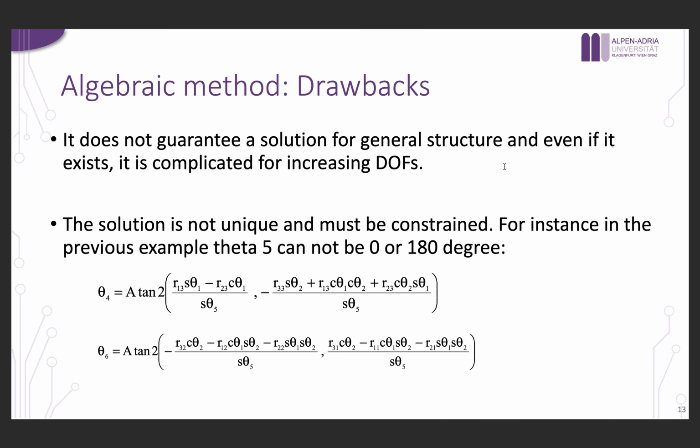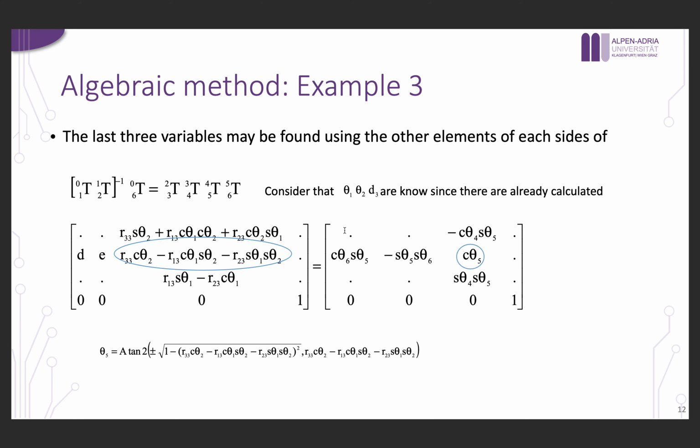It does not guarantee a solution for a general structure, and even if it exists, it's complicated for increasing degrees of freedom. So it's basically the drawbacks of the algebraic method. What is happening is that we can continue doing the multiplication, looking for a solution for theta 4 and theta 6. Okay, now if I look here directly, if you're with me, we can use these two terms to solve for theta 4, because now theta 1 is known here, theta 5 is solved, and what is remaining is theta 4. So we can take it also, we can get theta 4. And theta 6 again can be found from here.